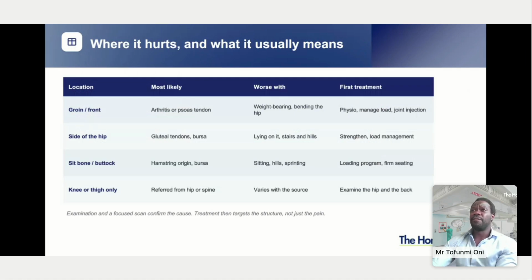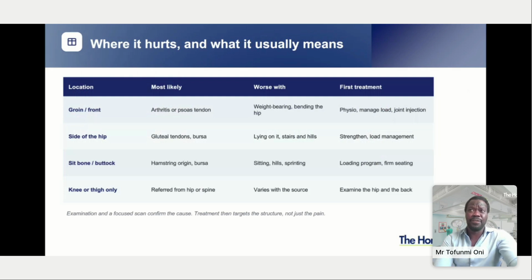So just a bit of an overview, which is going to be pretty much my last slide. Just as a summary, I wanted to talk about this because of a lot of misunderstanding from my patients about where hip pain is coming from, and what can be involved, and what arthritic pain looks like. But I've just put it into this table to almost simplify things, to say location, what's most likely, what it's worse with, and what the first treatment is.